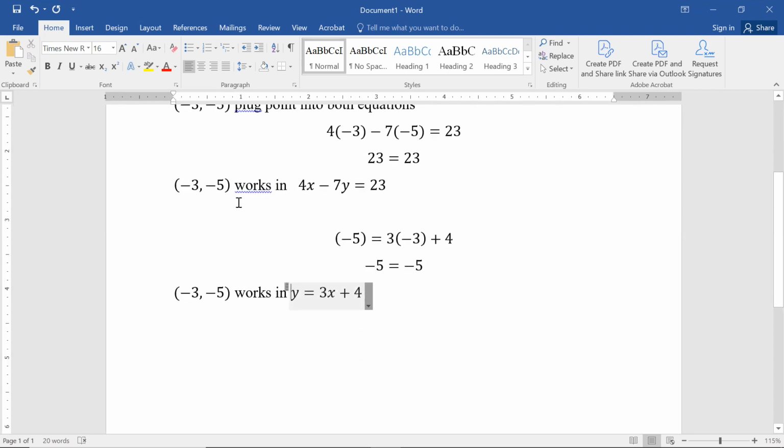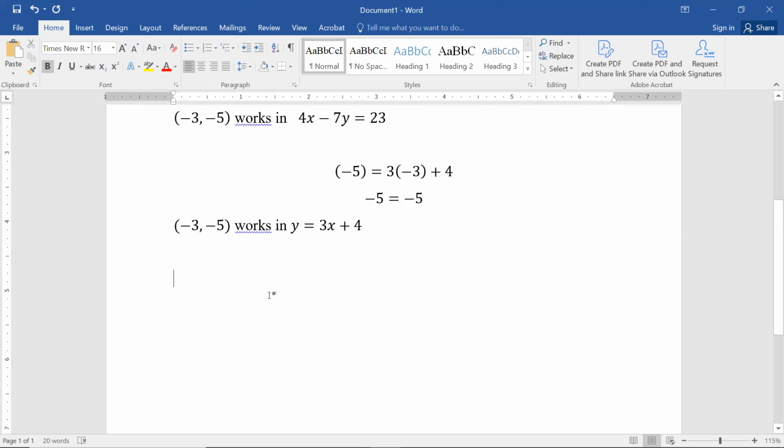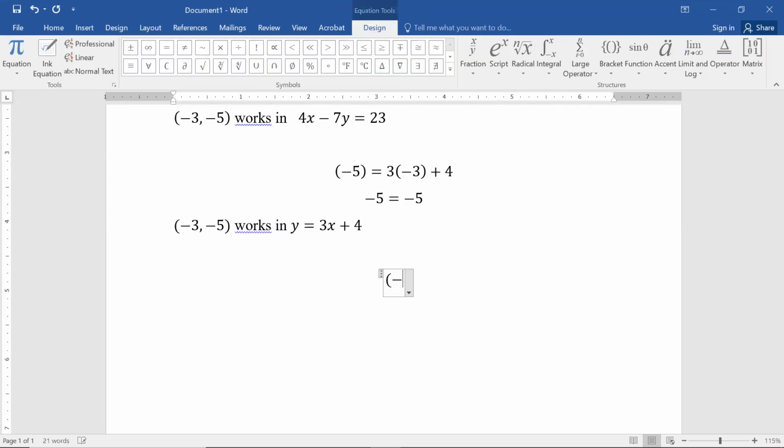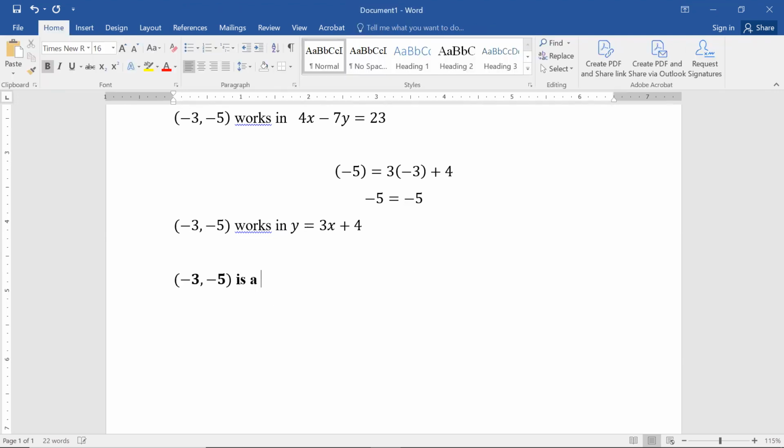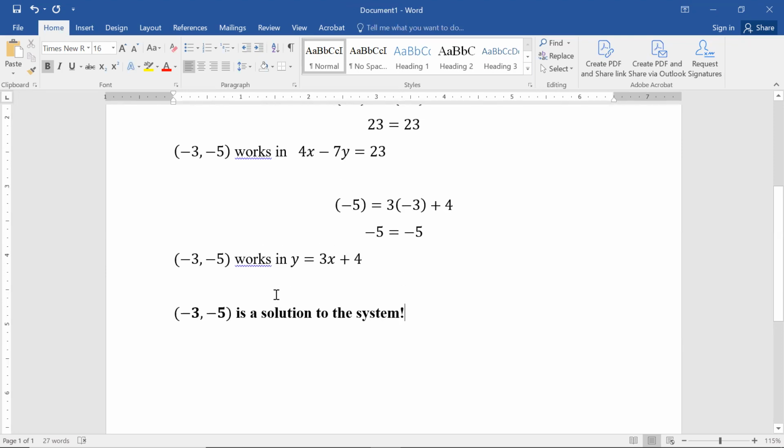Since that point works as a solution for the first equation and also works as a solution for the second equation, that means negative 3, negative 5 is a solution to the system. Okay. So it has to work as a solution in both equations in order to be a solution to the system.